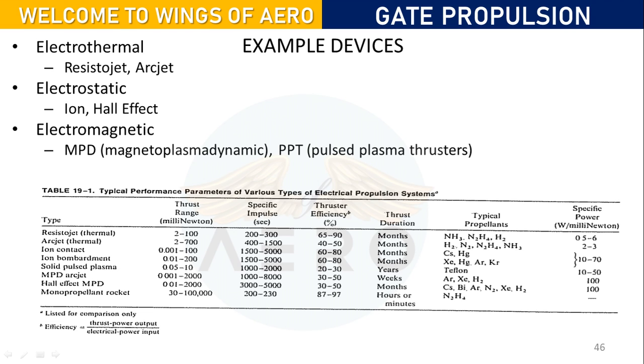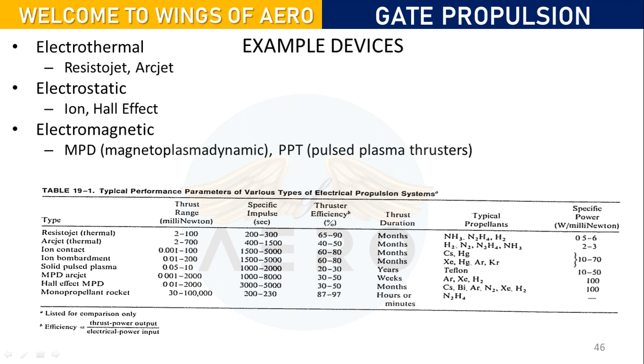So from this, these are the types I've said. The resistojet comes under electrothermal. Arc jet also comes under thermal. Ion contact, ion bombardment comes under electrostatic. And solid pulsed plasma, MPD, arc jet, Hall effect, and monopropellant rocket come under pulse, and MPD, which stands for magnetoplasma dynamic, comes under electromagnetic.